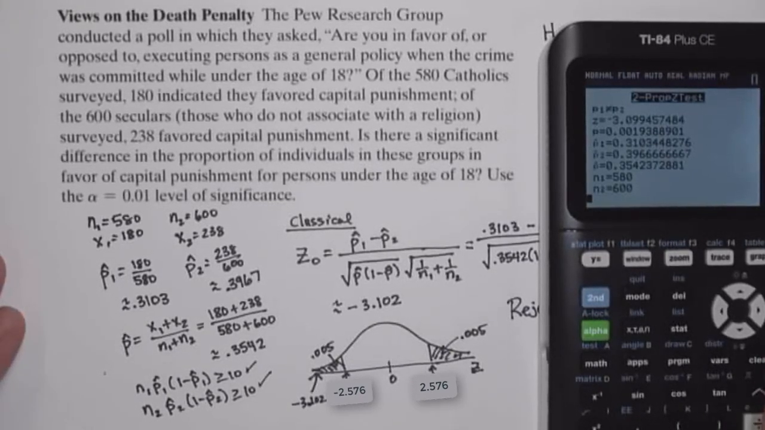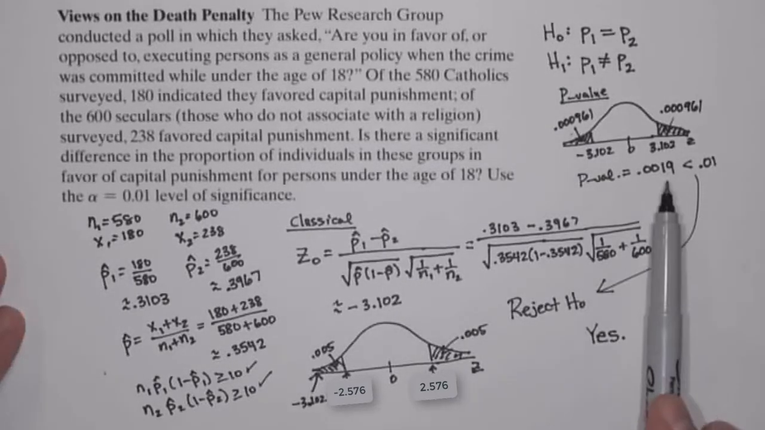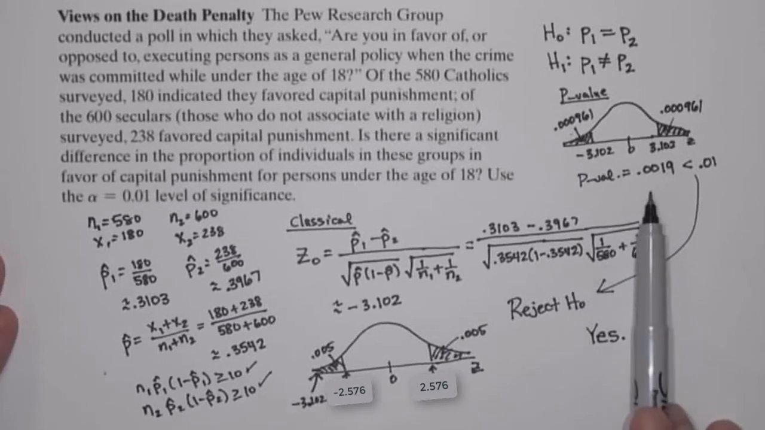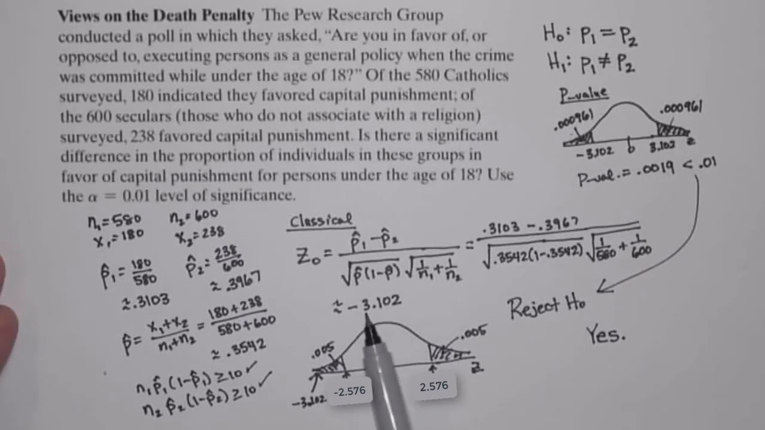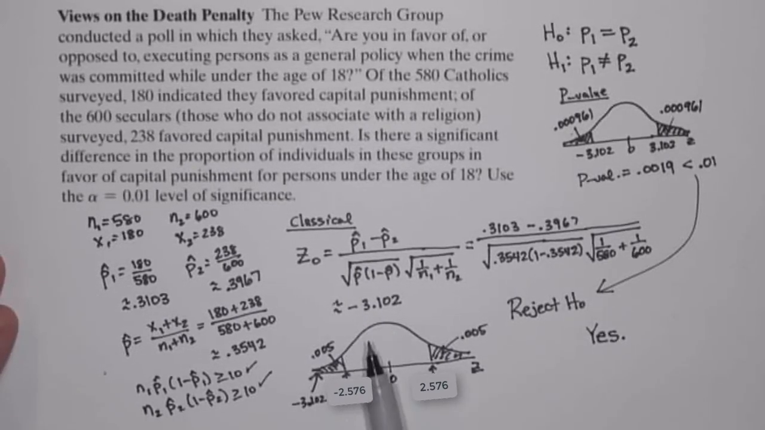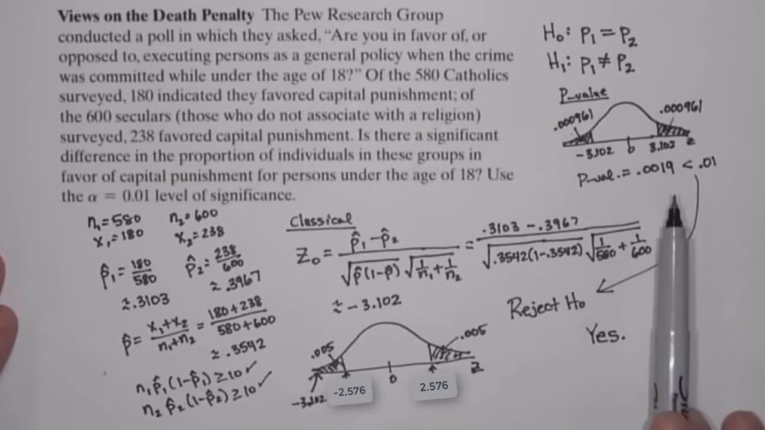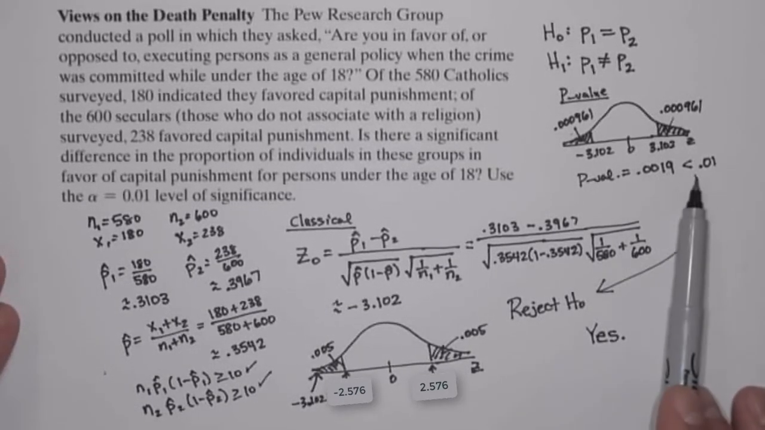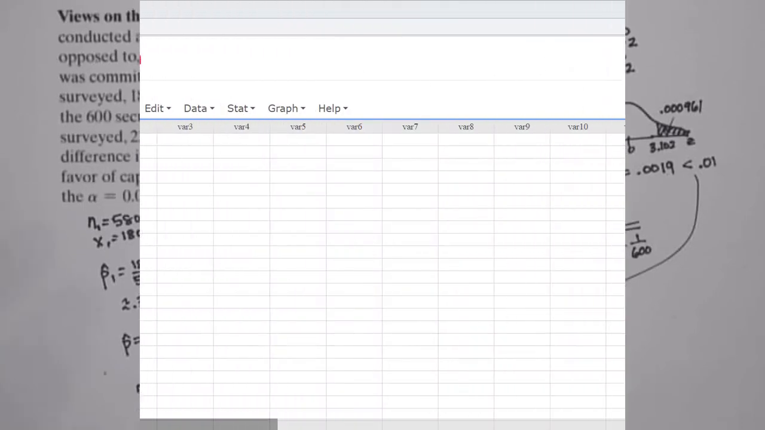The p-value, we got 0.0019, both by hand and with the calculator. So again, we still have to know what to do with that. So if we're using the calculator to calculate our test statistic, and we're using the classical approach, we still have to figure out the critical values and compare the negative 3.099 to the critical value to reject. If we use the calculator to find the p-value, we still have to know to compare that to 0.01. Since it's less, we reject.